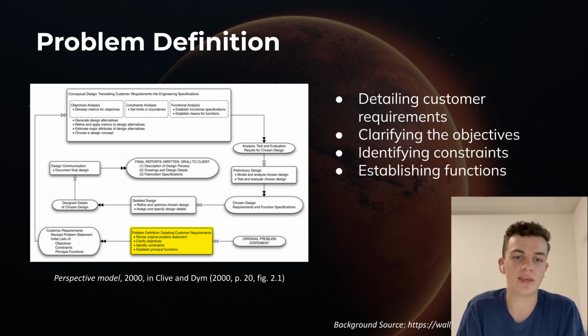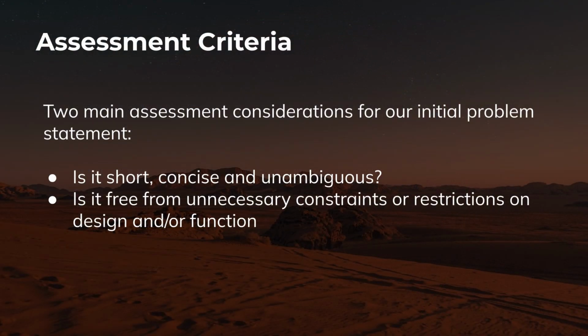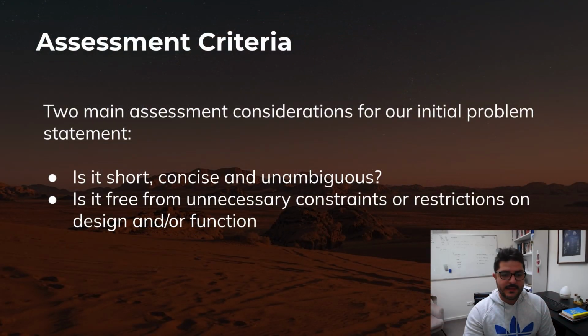Finally, a project statement can be used to help articulate the required functions of a design, which lead directly into the second phase of the engineering design process, concept generation. This gives specific direction to the design and clearly establishes the goals required to achieve the task. So in working on our problem statement, our group aimed to produce a statement that was short, concise, and unambiguous, and free from unnecessary constraints or restrictions on design and or function.